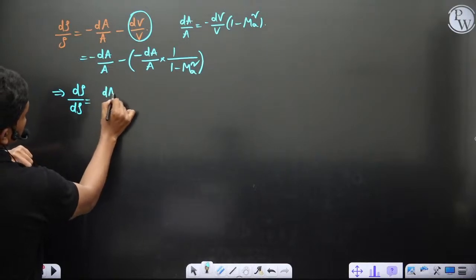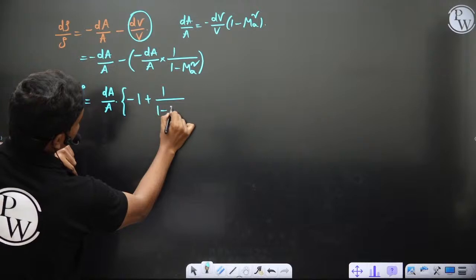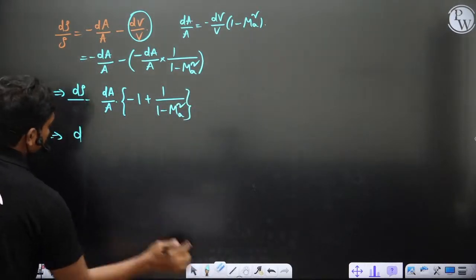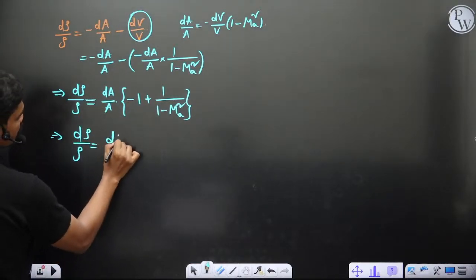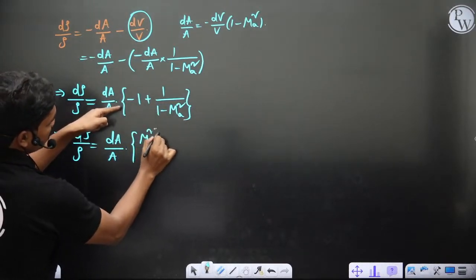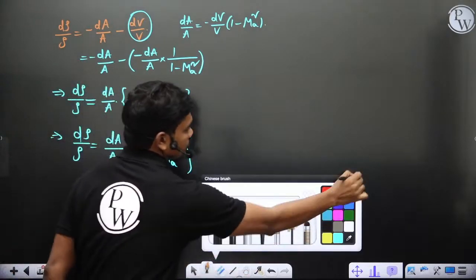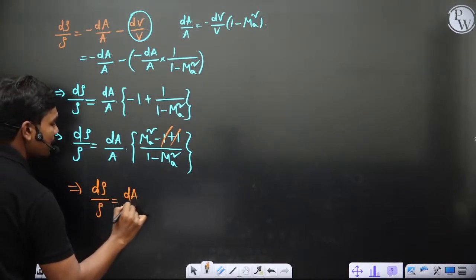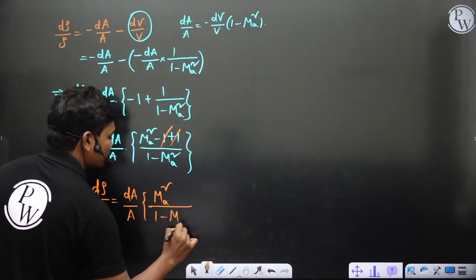If you take dA by A common, we will have minus 1 minus of minus plus 1 by 1 minus Mach square actually here. So this value gives you, okay, d rho by rho is equal to dA by A times, if you take LCM, Mach square minus 1 plus 1 by 1 minus Mach square here, and these two terms cancel each other. Then this term gives d rho by rho is equal to dA by A times Mach square divided by 1 minus Mach number square.